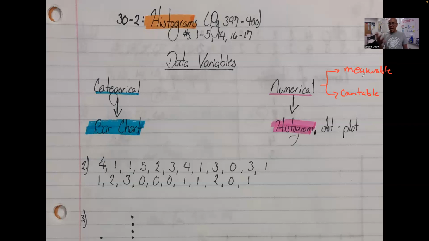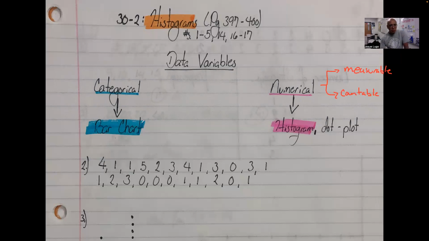Think of things like height or the temperature outside or the time it takes you to do something. Those things are measurable. Or countable, like the number of pets that you might have or the number of pieces of gum that you might chew in a day. Those things are countable or measurable.